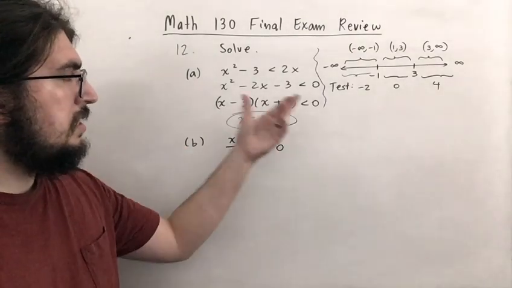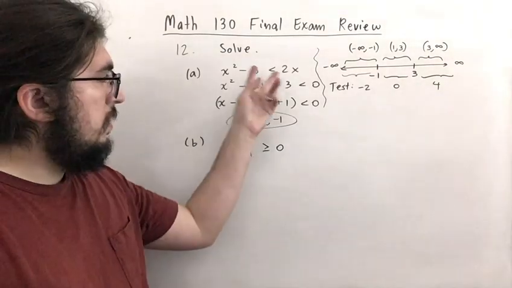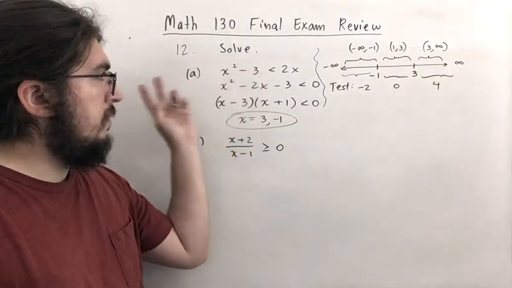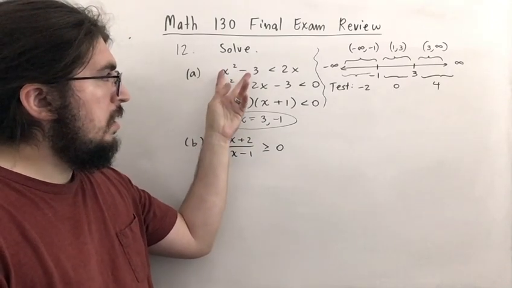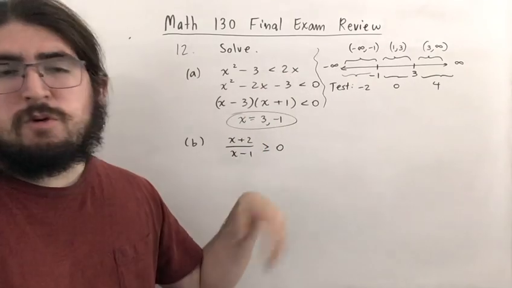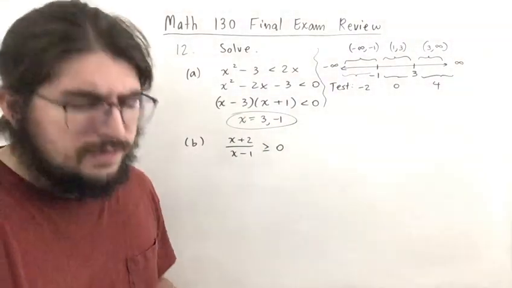So I'm going to plug these into the original. And in order to plug them into the original, we'll have to see if it works or not. So if you plug in negative 2, you get negative 2 squared, that's 4. 4 minus 3 is 1. But 2 times negative 2 is negative 4. 1 is now less than negative 4. So that doesn't work. Now, as it turns out, there's a better way of checking.